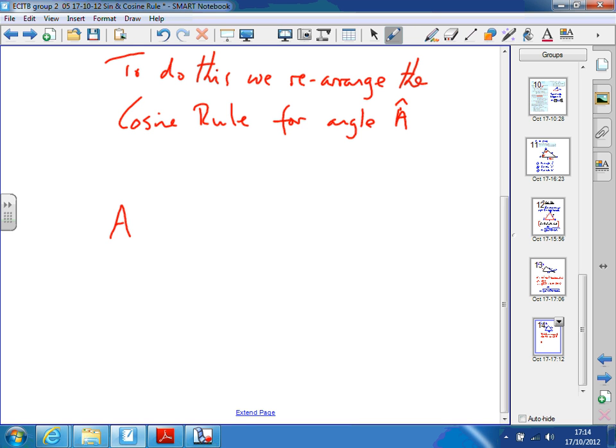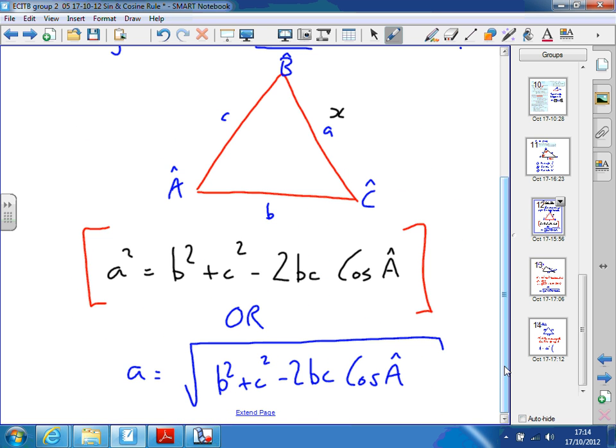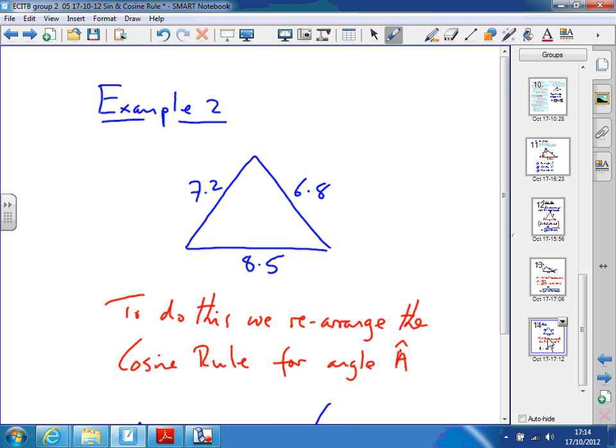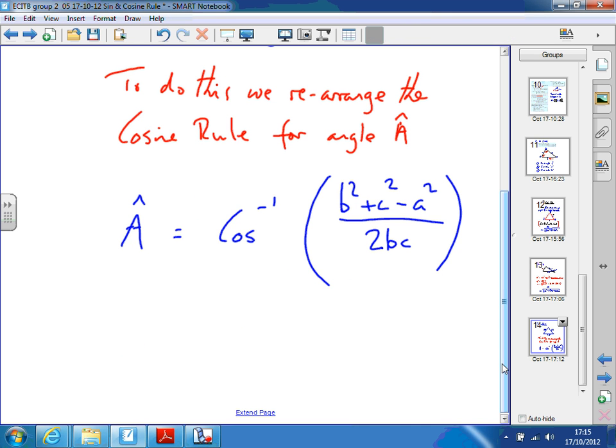So this angle A turns out to be the inverse cos, we're after the angle whose cosine is, so it turns out to be b squared plus c squared minus a squared, all over 2bc. There is the formula written, rearranged.